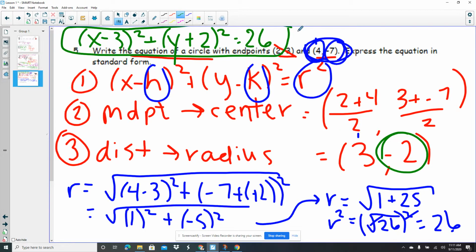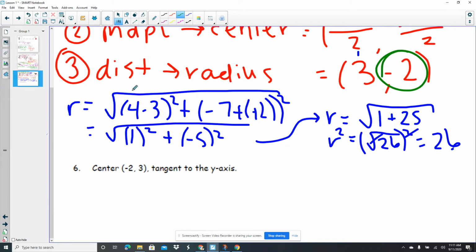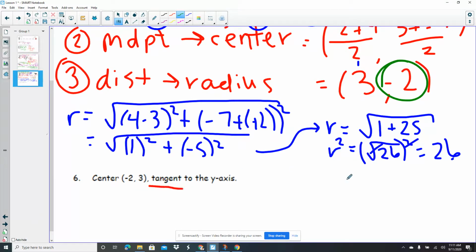All right, last problem. This one's an easier one, but it throws in a vocab word, tangent. Do you know what that means? It touches the y-axis at one point. So I'm going to sketch a little x and y axis here, and I'm going to plot that center point. I'm going to go over to the left 2 and then up 3, and there is my center. If the circle touches the y-axis, then I know that it has to touch here. And now I can determine what my radius is. What's this distance? 1, 2. The radius is 2.